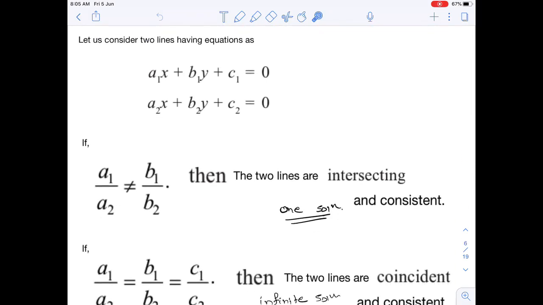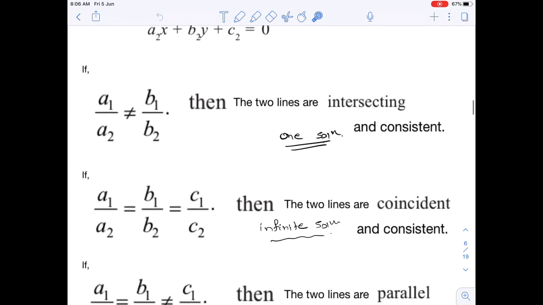For example, if a1 upon a2 is not equal to b1 upon b2, then we say that the two lines are intersecting and they have only one solution and they are consistent. Then we have learned that if a1 upon a2 is equal to b1 upon b2 is equal to c1 upon c2, that is, all the ratios are equal to each other, in such a condition we can say that the two lines are coincident and they have infinite solutions and are consistent.